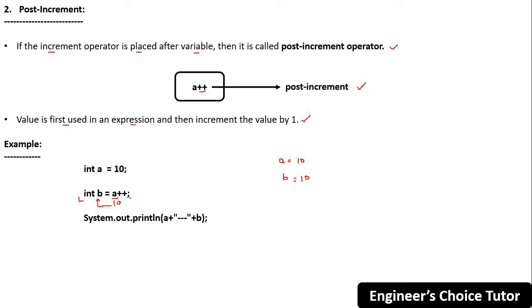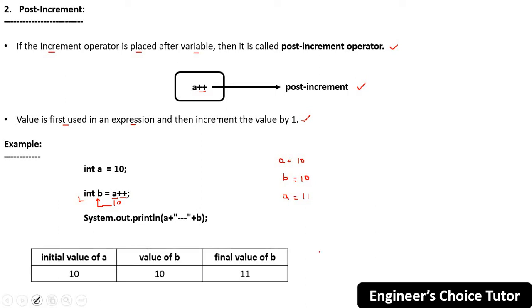10, and then this increment takes place. So the final value of a will be what? 11. 10 plus 1 is 11. This is the case here. So if you see, this will be a. It's a mistake in the PPT.